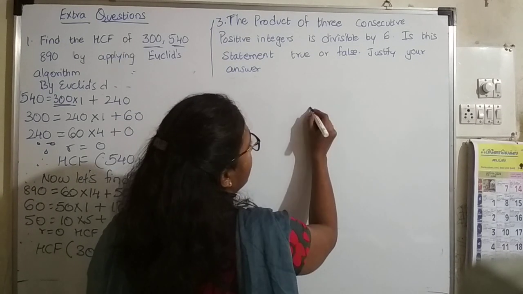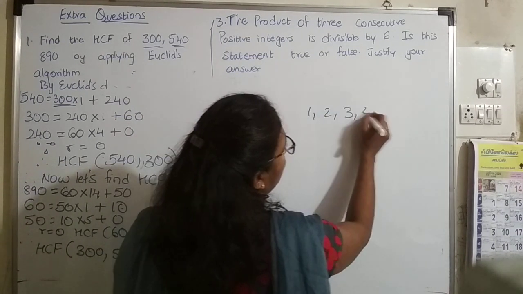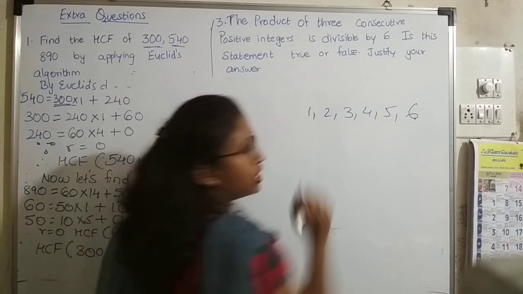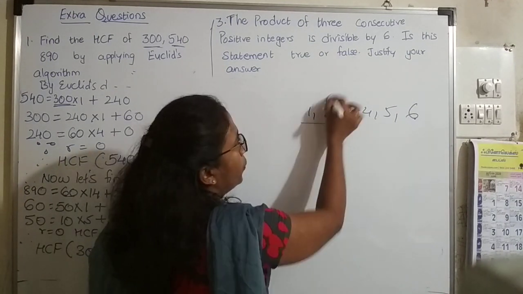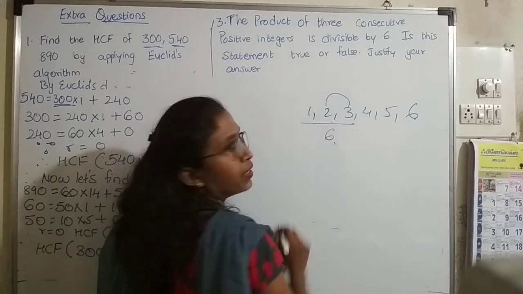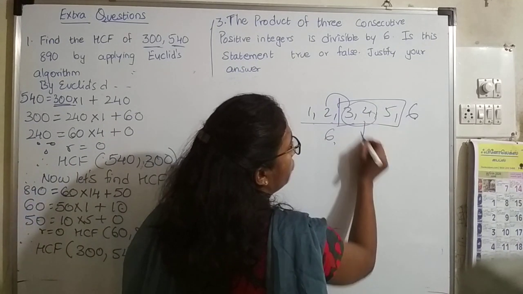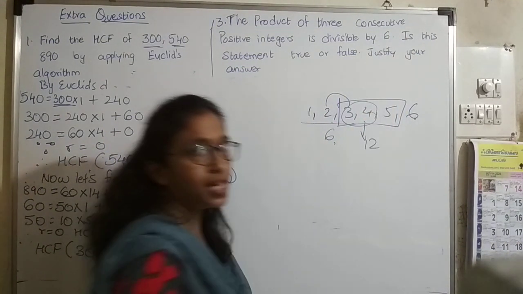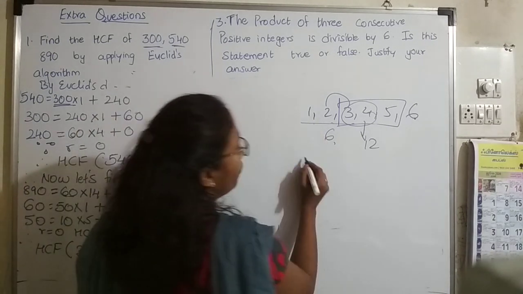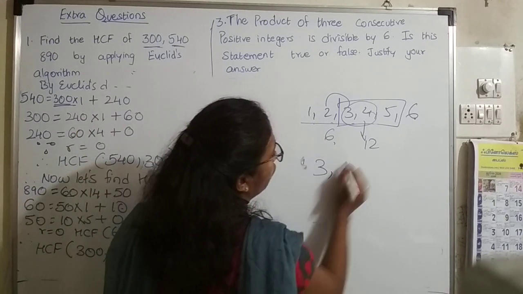Let's take any 3 consecutive integers. Let's take 4, 5, 6. I have already shown this, but just for your reference, suppose we take this: 4 times 5 times 6, which is divisible by 6. Let's take 3, 4, 5. 3 fours are 12, so it is divisible by 6. Yes. So again you see the pattern.